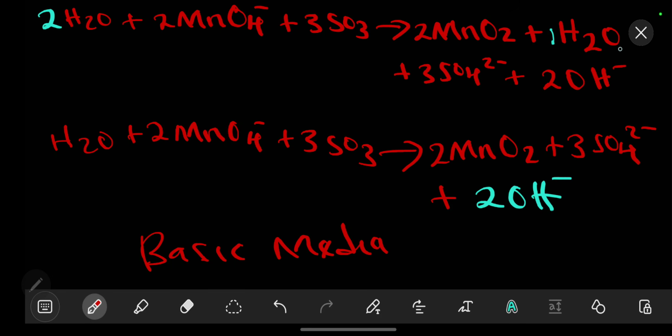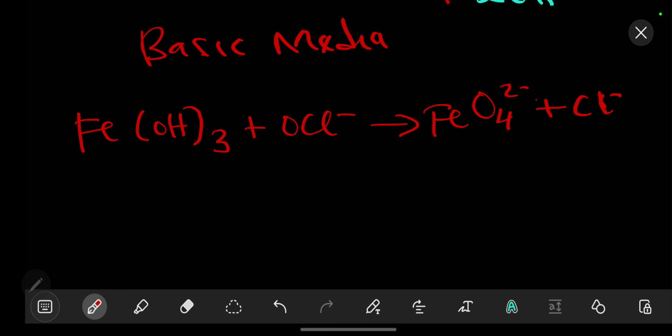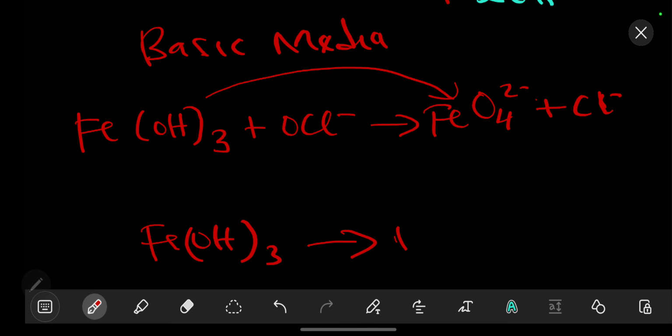Let's look at our next question. Let's say we have this one. Similar things, equate them. So we are going to have our Fe(OH)3, then we have a 3 there. We are going to have our FeO4 as our outcome like that. Now when you look at this type of reaction, this is oxidation.